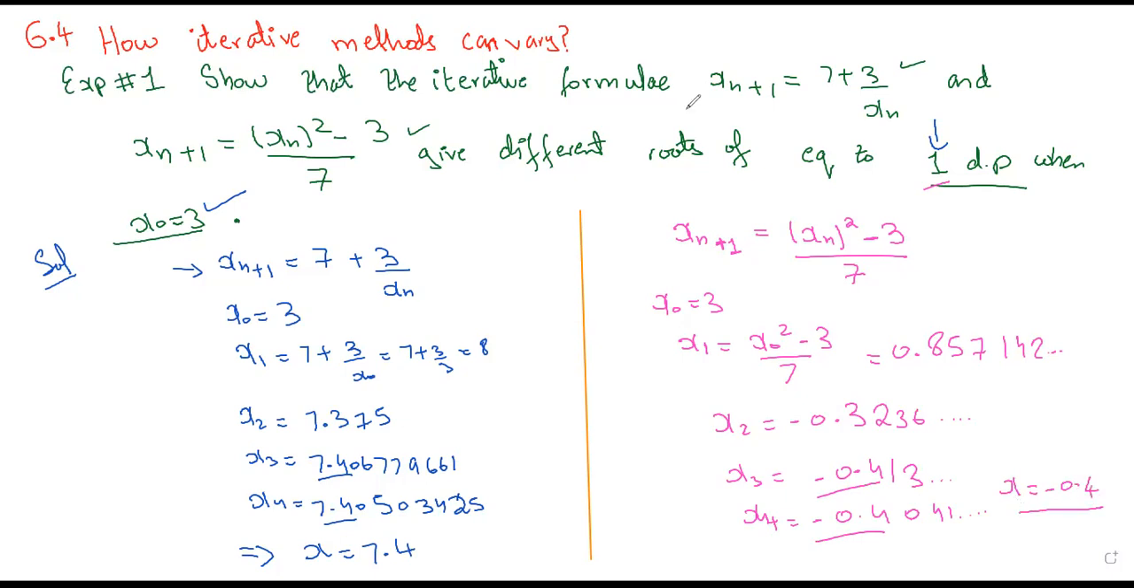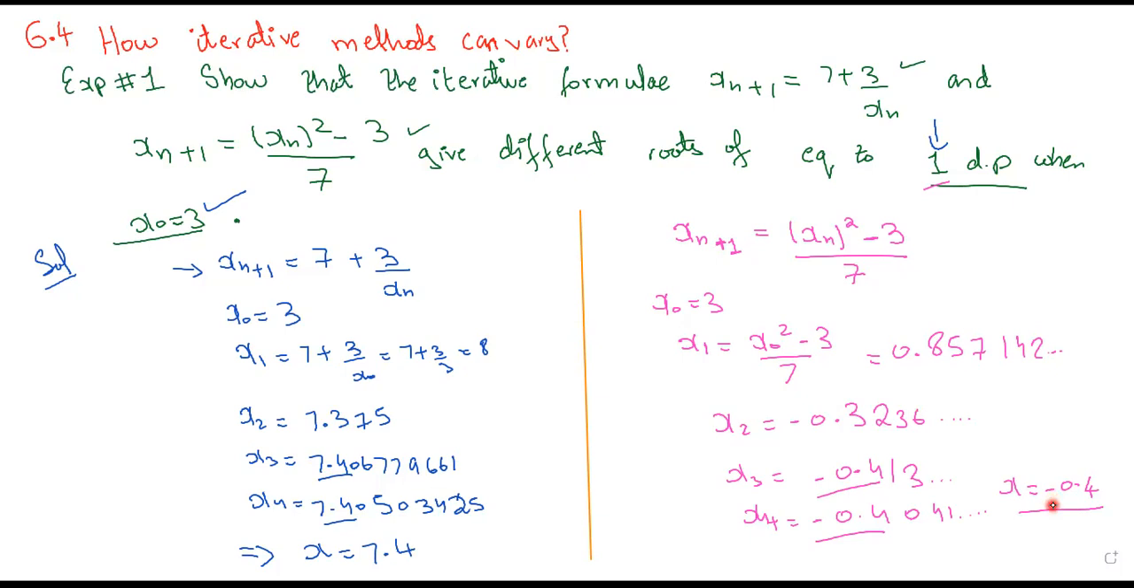Now here, the only thing you need to understand is they're not saying that 7.4 is correct or minus 0.4 is correct. No, this is not the debate. The debate is that if you use different iterative formulas, you will get different roots. And this is why I told you that this method is not an appropriate one.